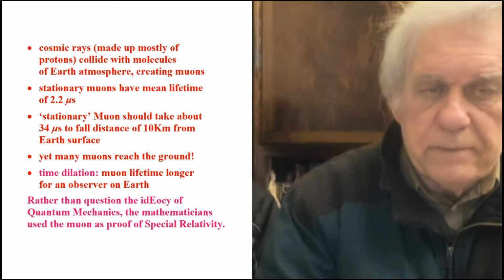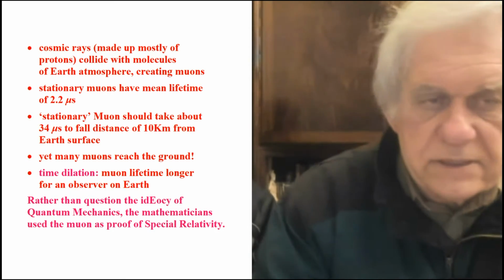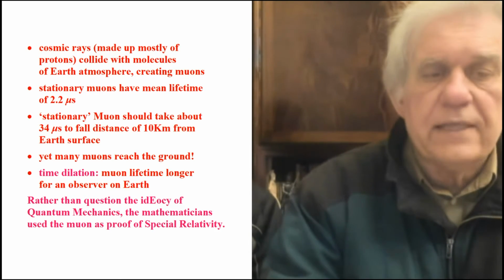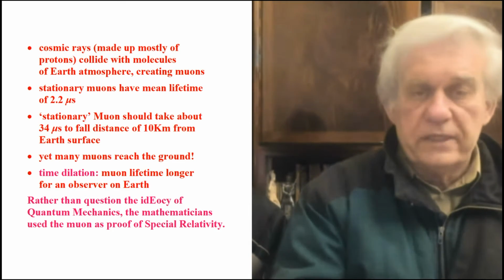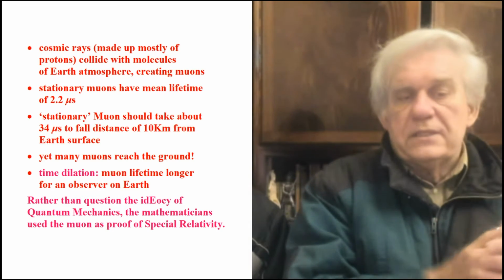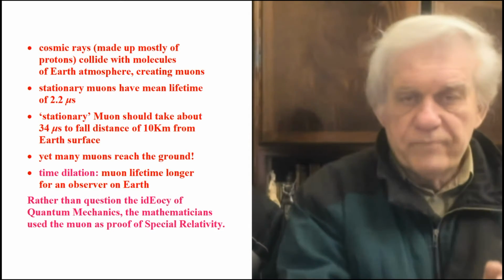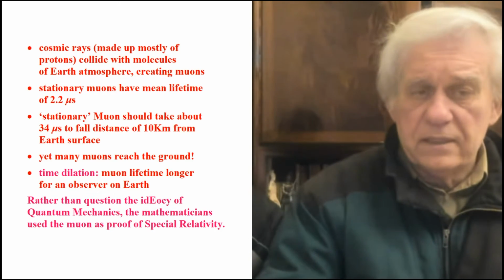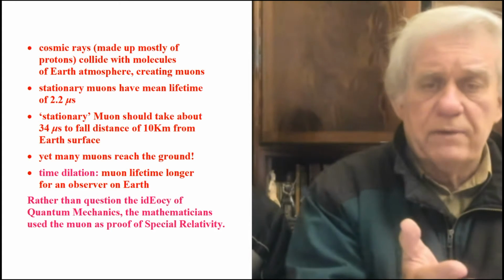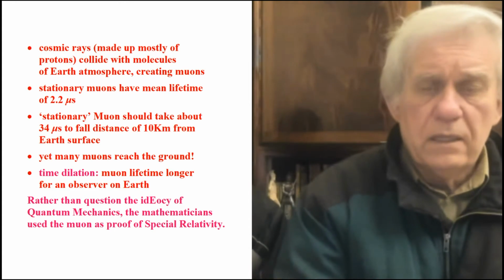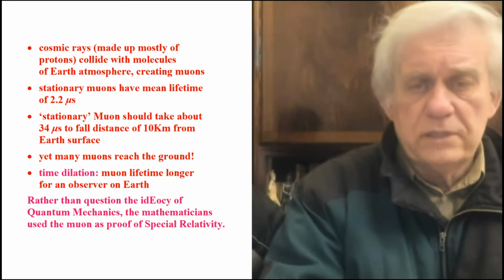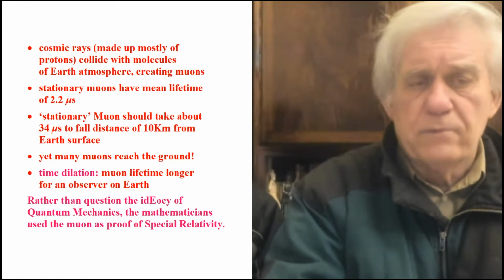Okay? Stationary muons have a mean lifetime of 2.2 microseconds. A muon could take about 34 microseconds to fall a distance of 10 kilometers from Earth's surface if it's traveling close to the speed of light. Okay, so you would have 34 microseconds, maybe 17 times as much as the stationary muon. Okay, so this one's traveling. It reaches the Earth if it can live 34 microseconds. But they say, well, the average lifetime of a muon is 2.2, so there's no way it would arrive at the Earth's surface. Yet many muons reach the ground. They do reach the ground. That means that they apparently are living more than 2.2 microseconds.